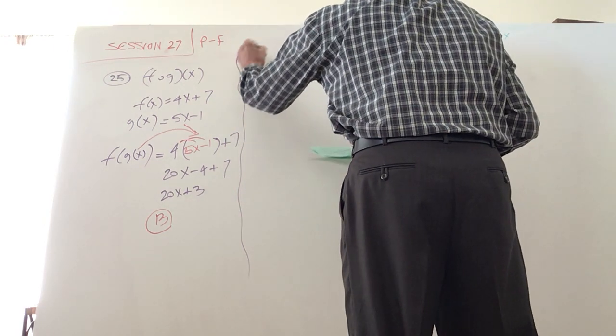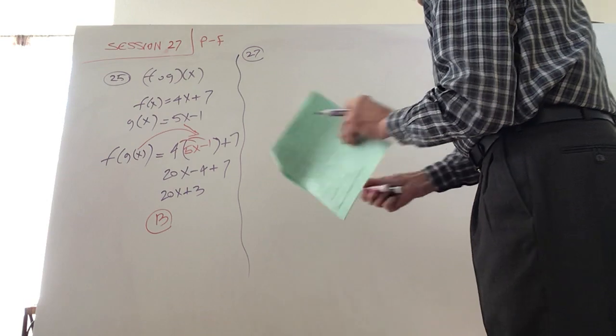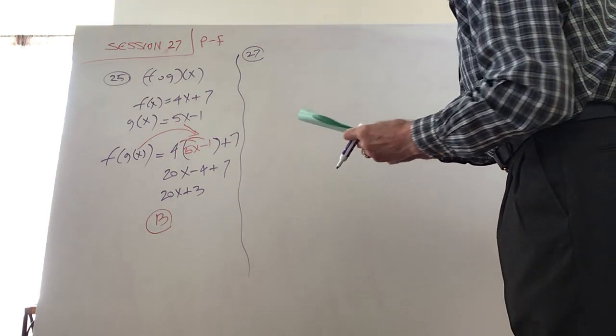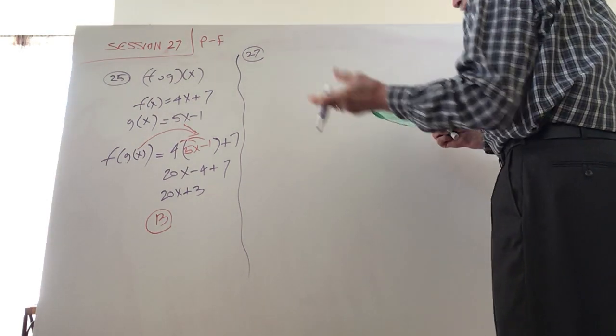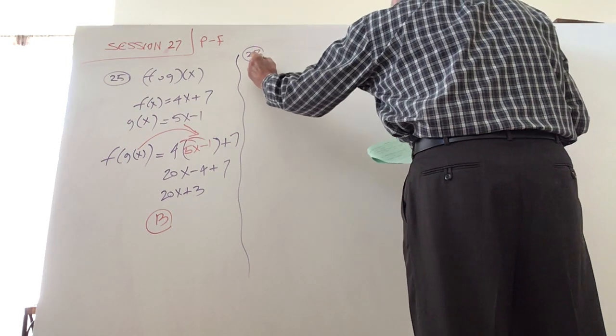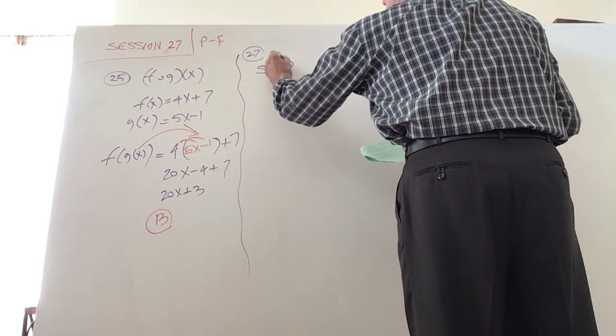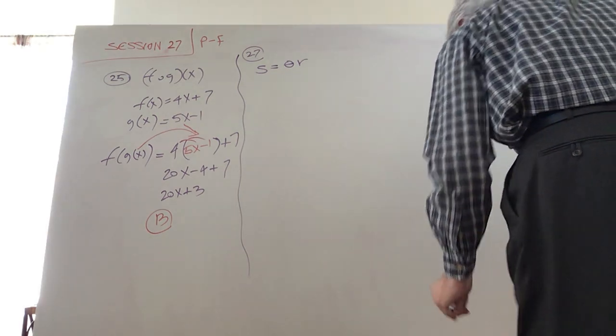27. Now 27, we are looking for the arc length of a circle, okay? And it says S there already. Hopefully you know the formula. If you don't, the formula is R theta or theta R.